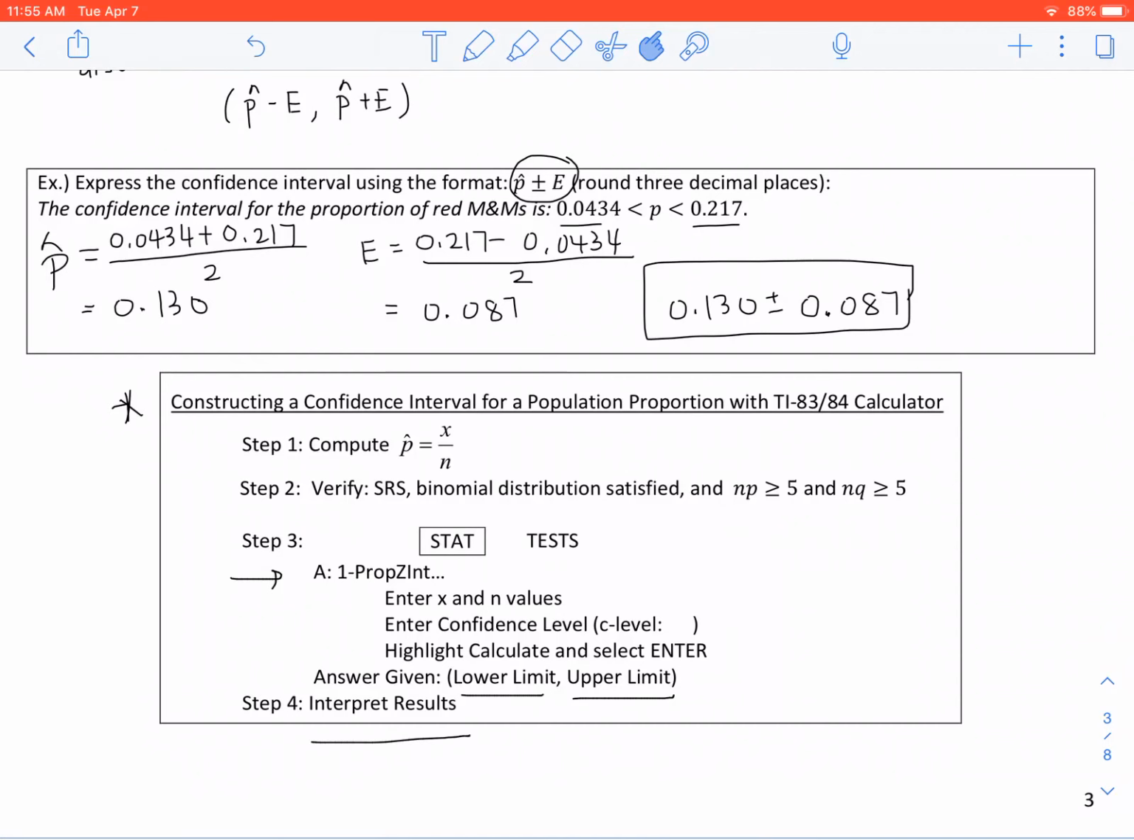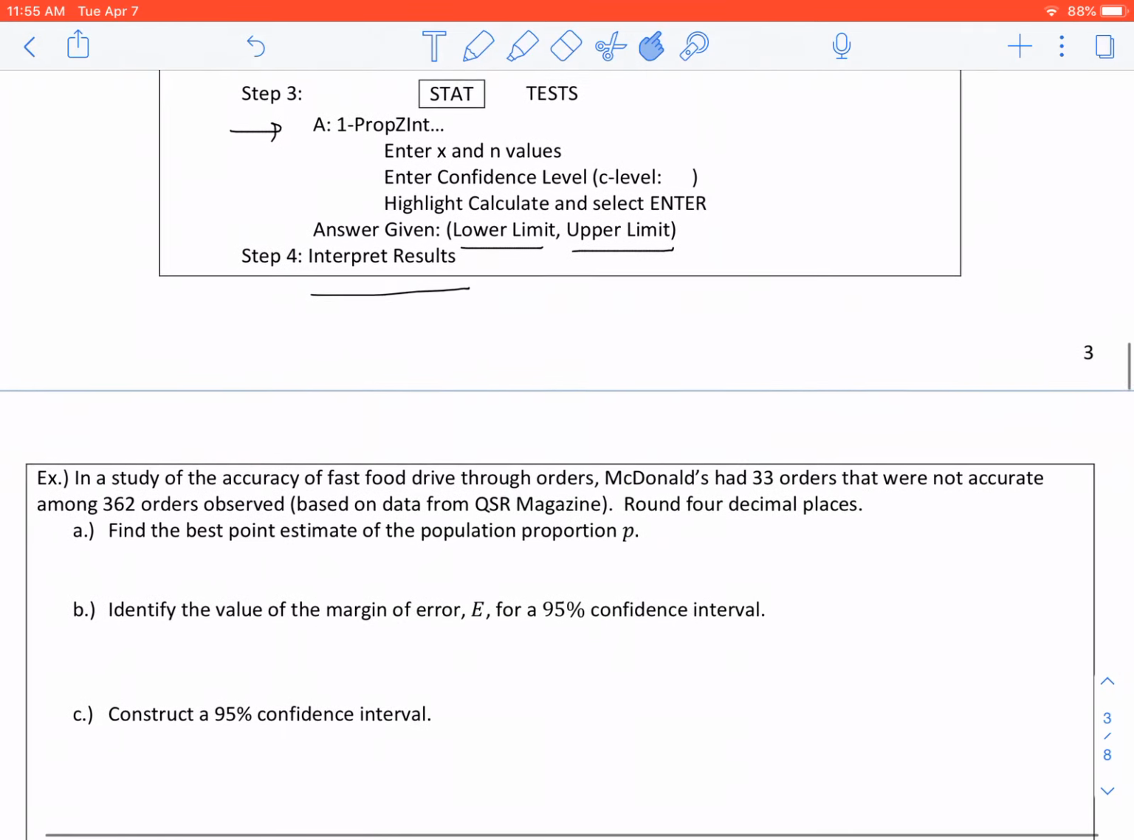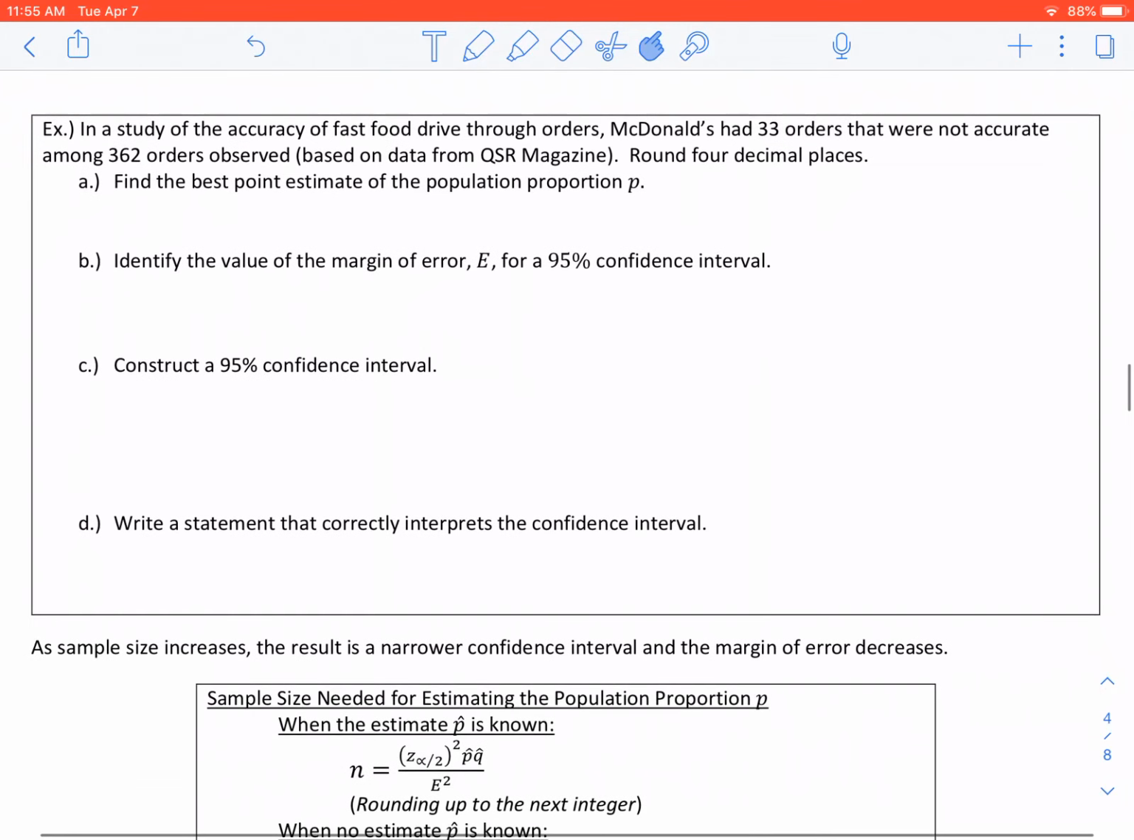For you guys, this is talk about. For my open math, she's going to have you fill in some blanks of stuff that you have and that you need to know. So on to the next page, page 4. There is an example at the top that asks for, in a study of the accuracy of fast food drive-through orders, McDonald's had 33 orders that were not accurate among 362 orders observed based on data from the QSR magazine, around 4 decimal places. So the first thing on here says to find the best point estimate. So see if you guys can do that on your own. And then it says identify the margin of error. And we'll talk about that, and we'll finish this problem up together during class time.